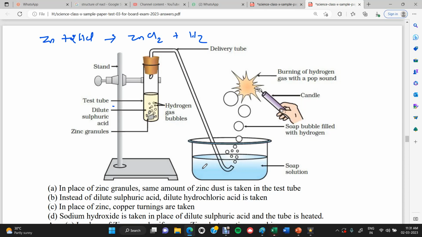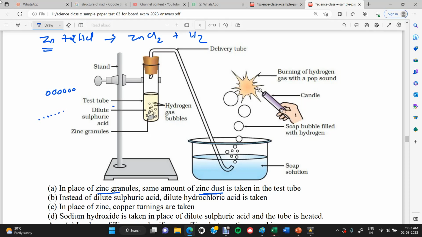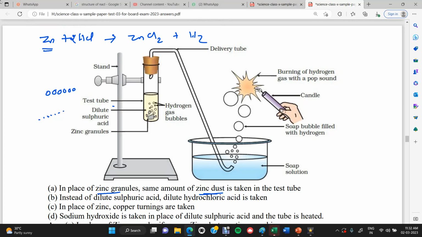So we are making changes here. In the place of zinc granules, we can place zinc dust. Some amount of zinc dust is taken in the test tube. Granules means small particles, and dust means very small particles, powder. So in the place of granules, if dust is taken, what will happen? The reaction will be much faster, right?